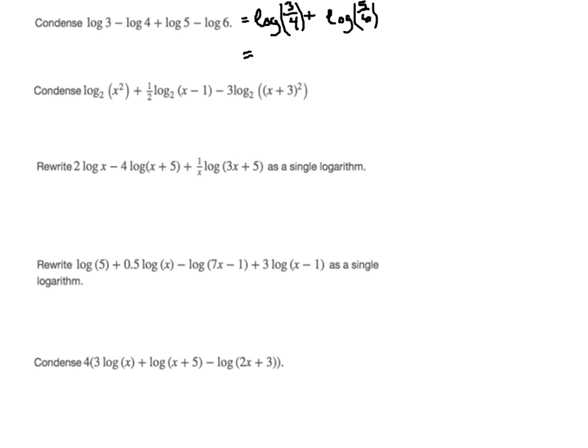And now I can change that addition into multiplication. So this is the log of 3/4 times 5/6, which is the same thing as the log of 15/24, which is the same thing as the log of 5/8.